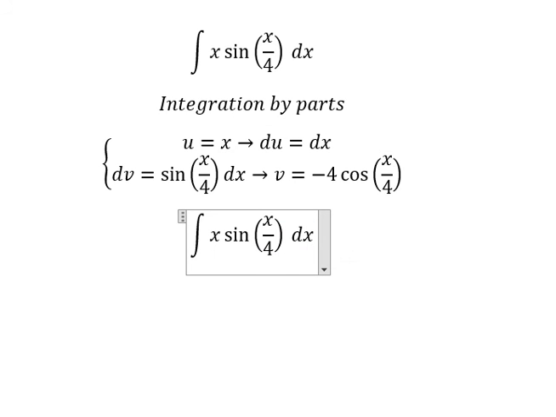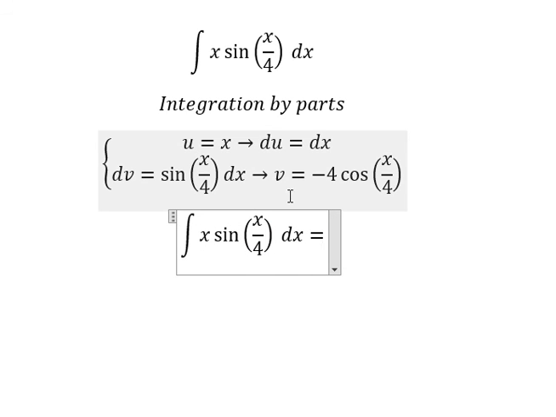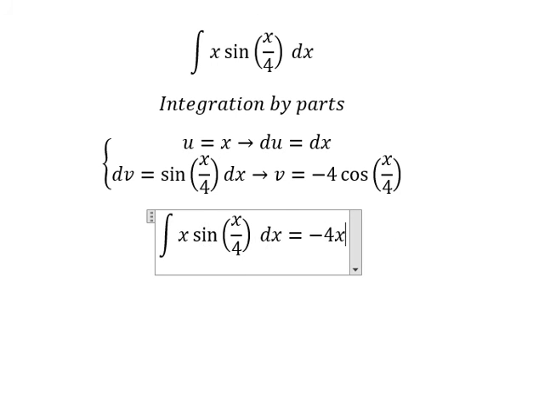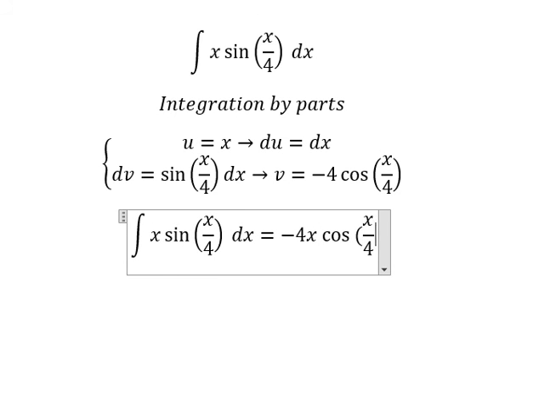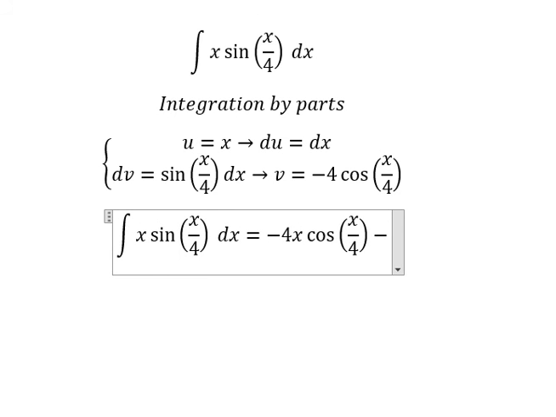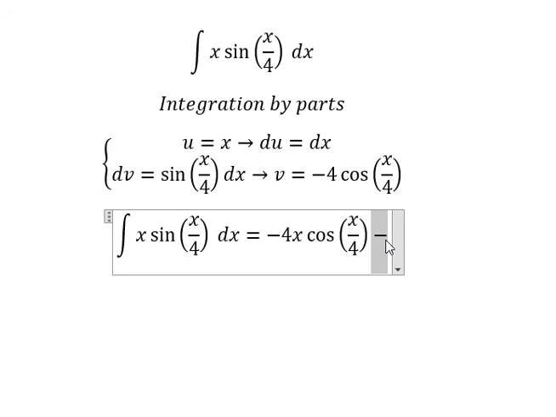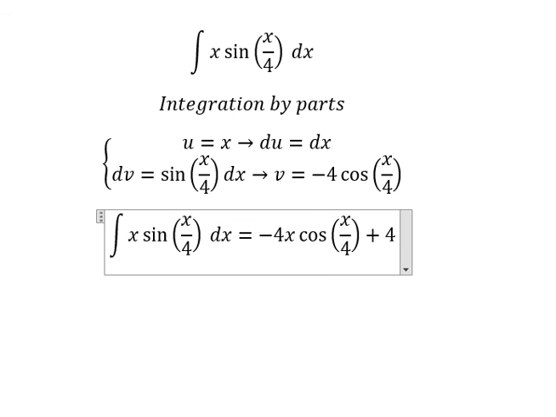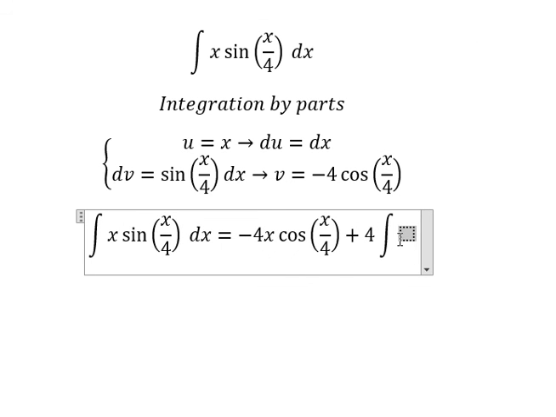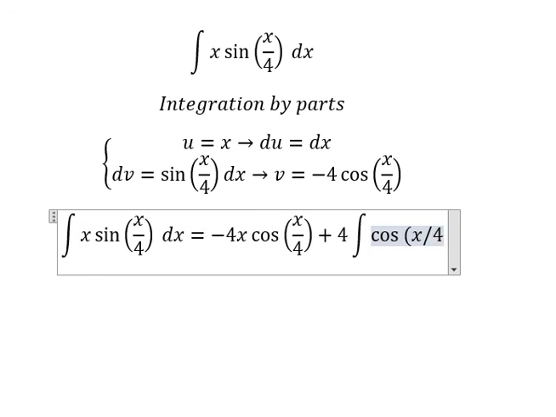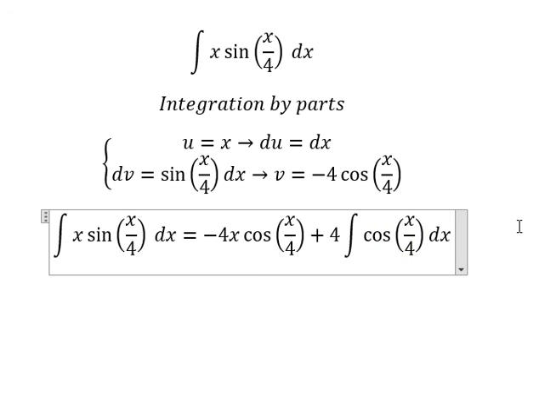So we have u multiplied by v, that is negative 4s cosine of s over 4, minus we have the integral of v du. Because we have the negative sign here, negative with negative, you got positive, and we have 4. So we have the integration of cosine of s over 4 ds.